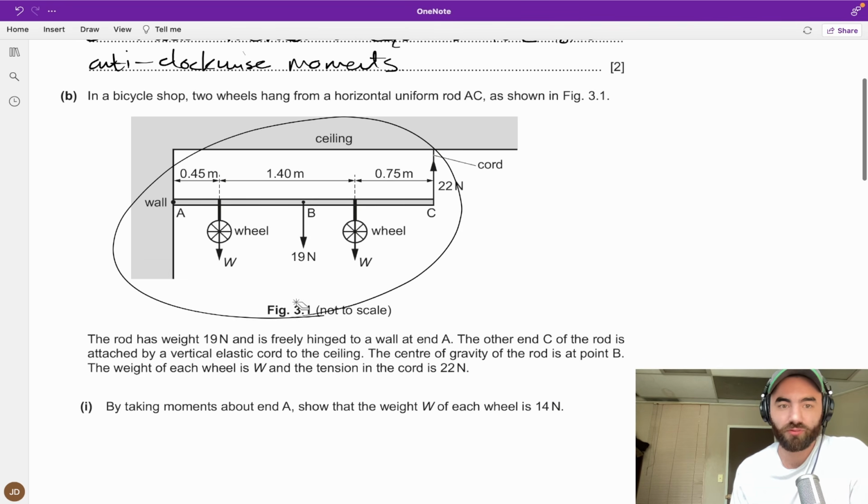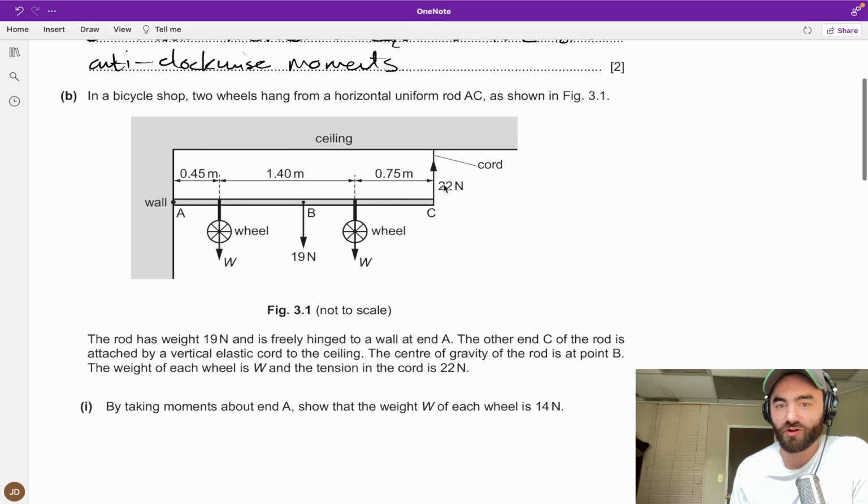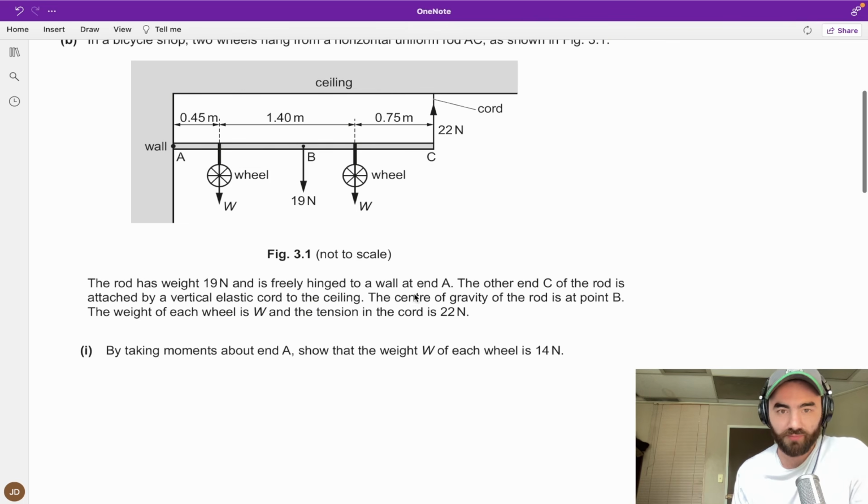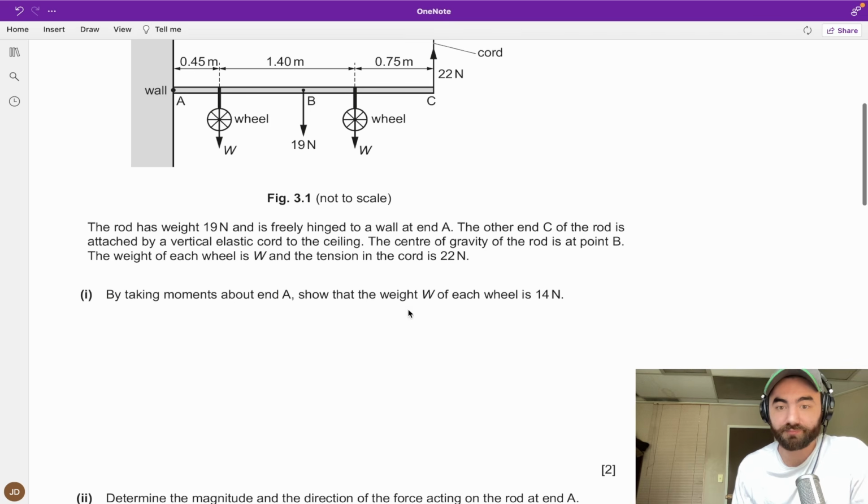So they give you this example here. We've got some wheels hanging from some rod and also attached to some cord. That's basically what they're doing. And you've got the weight of the rod as well, acting from the center of gravity, which is the middle. So by taking the moments about the end A, we always have to pick a pivot point to take the moments about, because dependent on our pivot point, we're dependent on how far away these forces are, and how large or small the moment is.